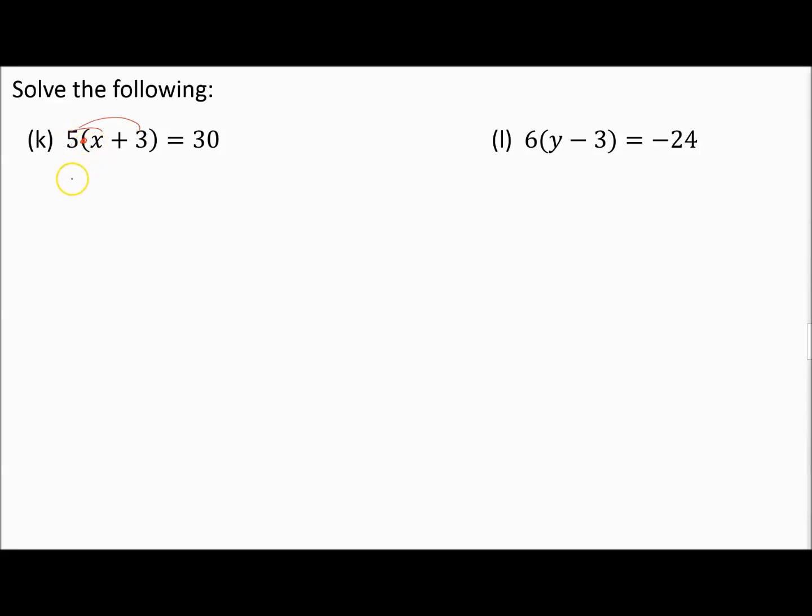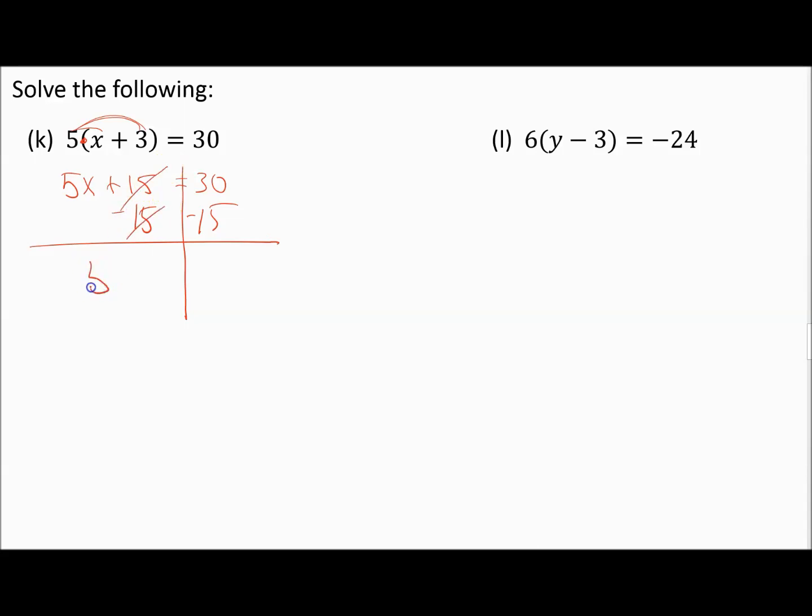So 5 times x is 5x, and 5 times 3 is plus 15, and on the right we still have 30. So this is one of those problems that you have to do step 1, which is simplify each side, and that includes using the distributive property. Now we decide what is our variable side, what is our constant side. Well, clearly the left side is our variable side because there are no variables on the right. So I'm ready to go ahead and subtract 15 from each side.